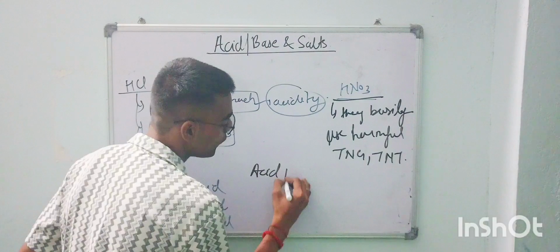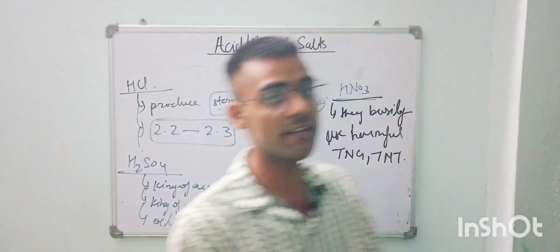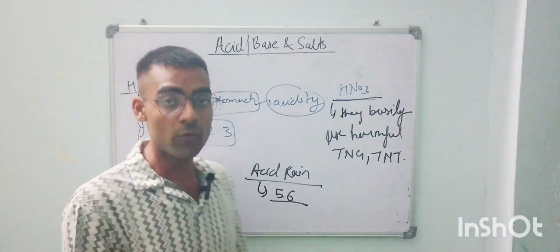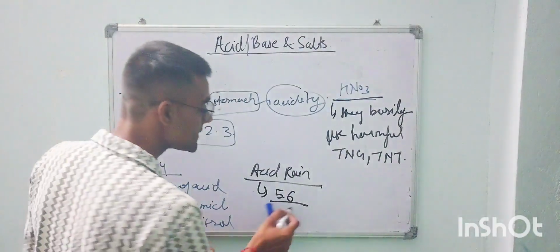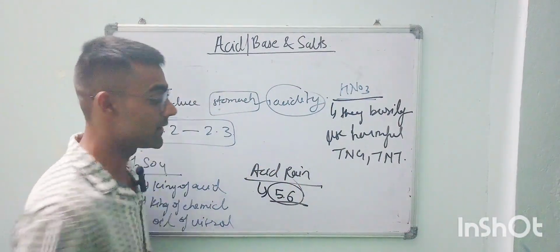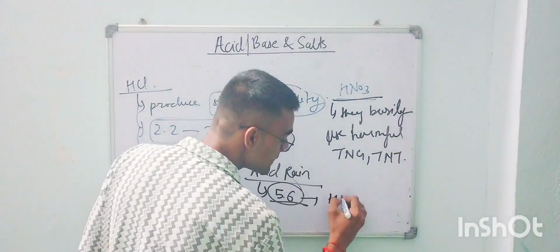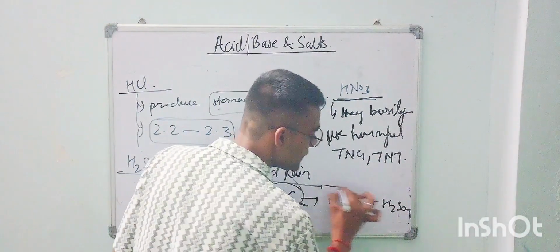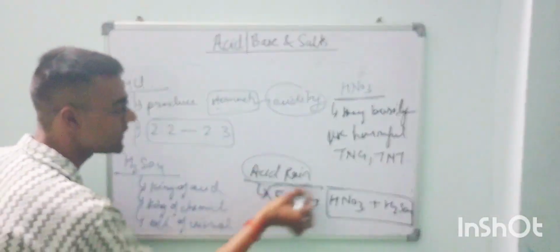Next we are talking about acid rain. What is acid rain? When the pH value is less than 5.6, then it is known as acid rain. And there are two acids in acid rain: HNO3, nitric acid, and sulfuric acid.